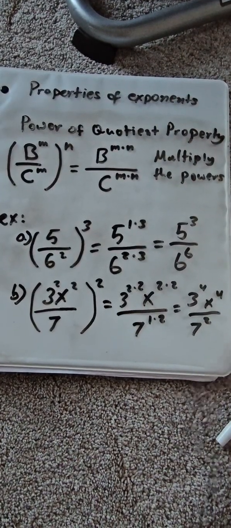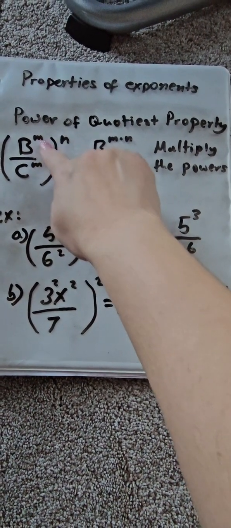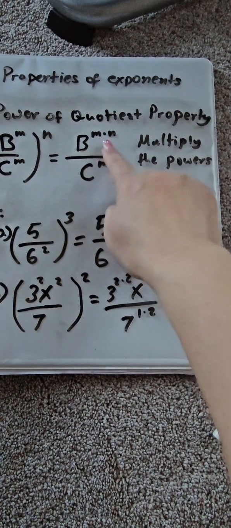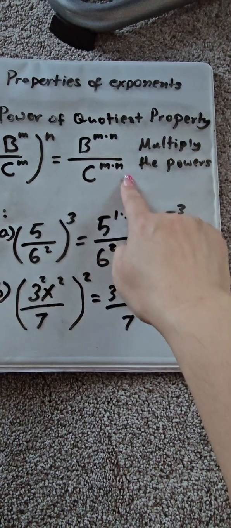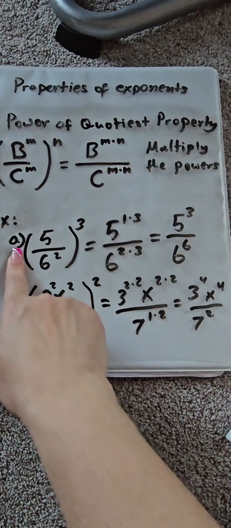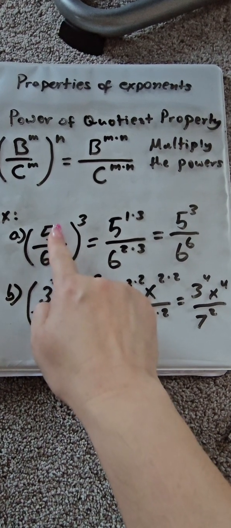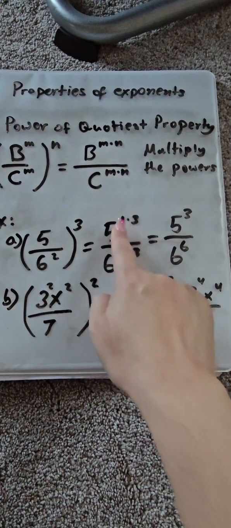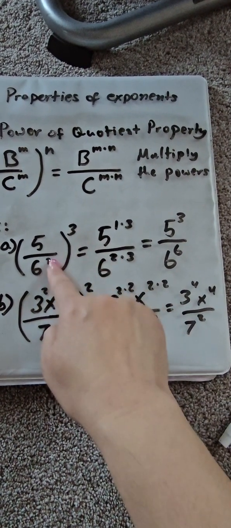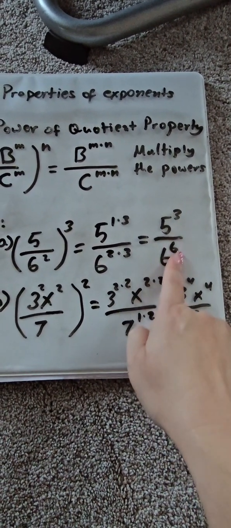Power of quotient property. We have b and c being divided. So we take their powers and multiply by the outside power. So here we have b to the n power times n, c to the n power times n. Our example here, we have 5 over 6 squared raised to the 3rd power. So 5 does not have an exponent, therefore we know it is 1. 1 times 3, and then we have 6 squared, so we're going to multiply 2 times 3. So we end up with 5 to the 3rd power and 6 to the 6th power.